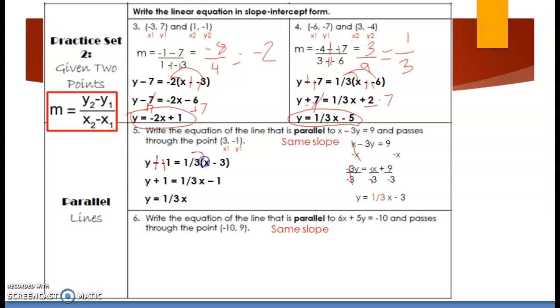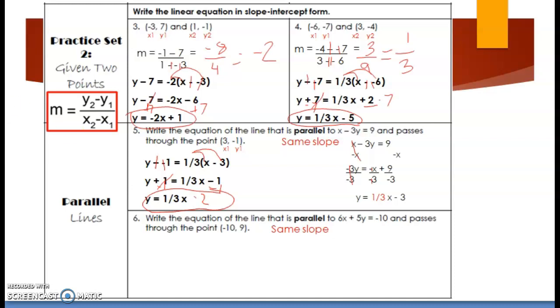We distribute 1/3 to both things. I get 1/3 x, and 1/3 times negative 3 is negative 1. To get y by itself, subtract 1 from both sides. And we get 1/3 x, I forgot my minus 2. So y equals 1/3 x minus 2 is our final answer for our equation of a line parallel to the equation given. Let's do one more of those.